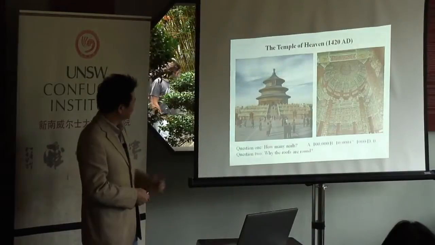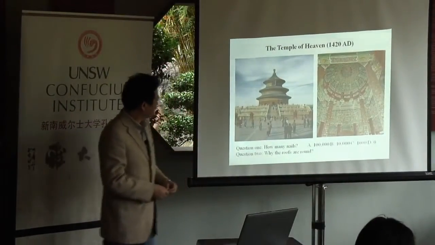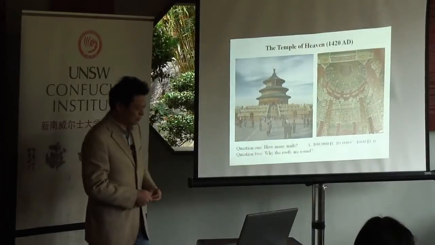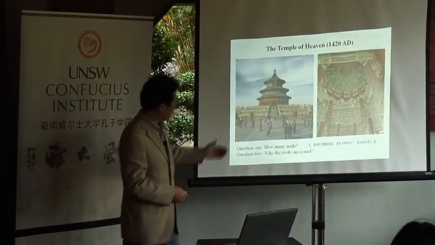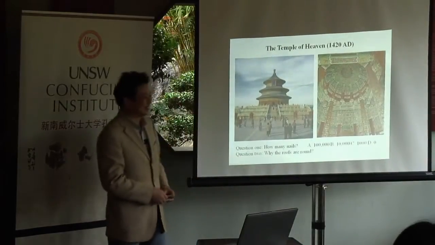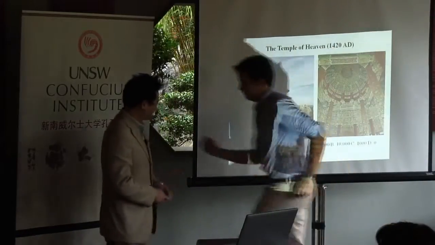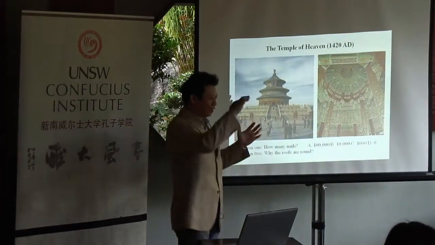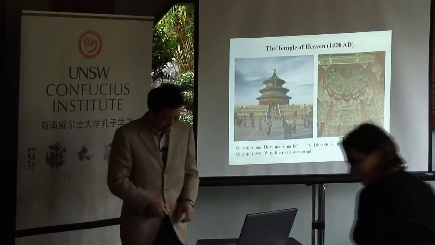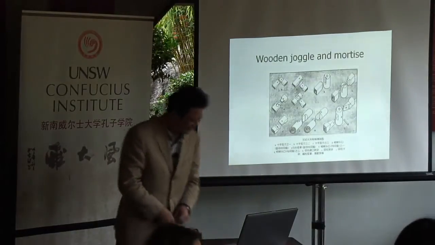This is a very famous building in China, the Temple of Heaven. But there are two questions. One is, how many layers? Very good. And the other question, why are the roofs round? I will answer later.